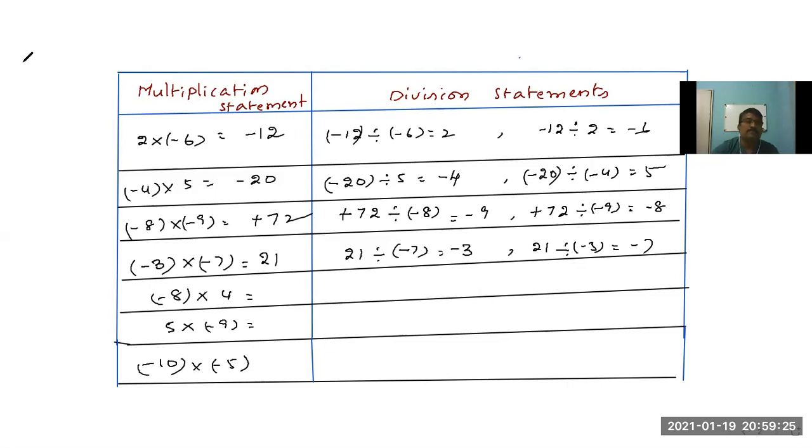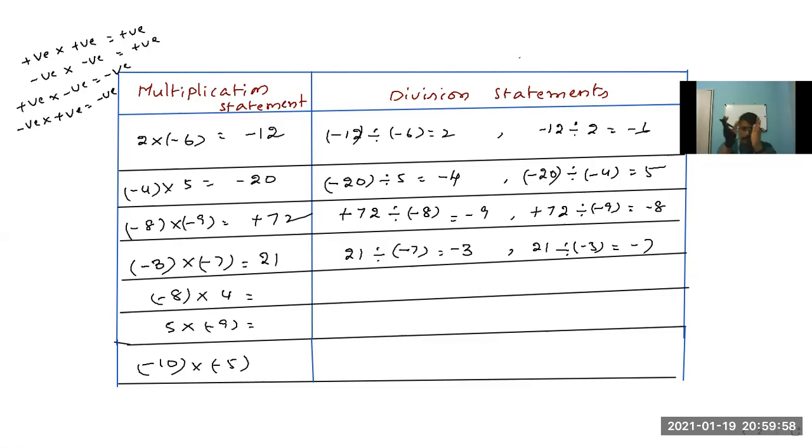As we already know, two positive numbers multiplication is always positive, and two negative numbers multiplication is always positive. If one is positive and one is negative, it is always negative. One negative and one positive is always negative. That means two different signs multiplication always gives a negative number. Okay, so we can infer.